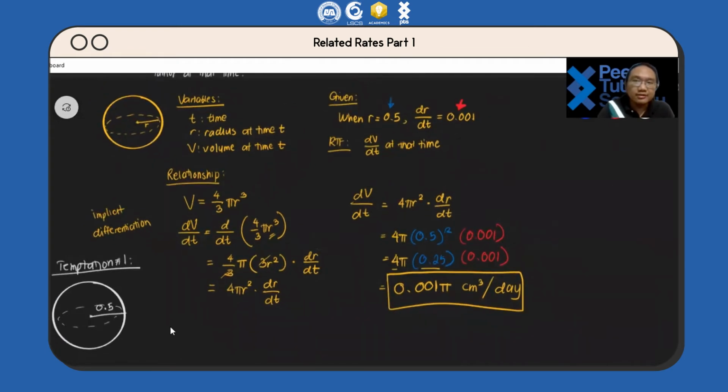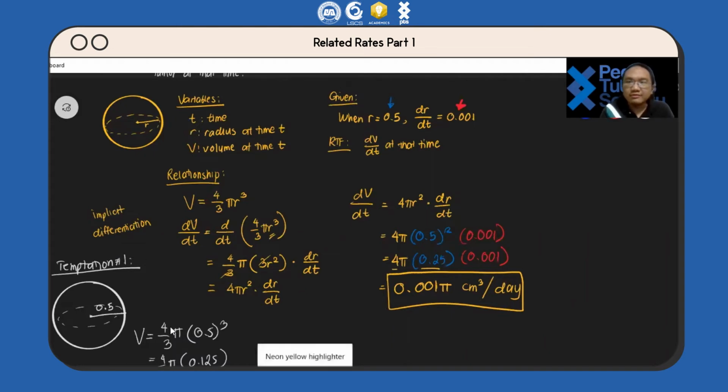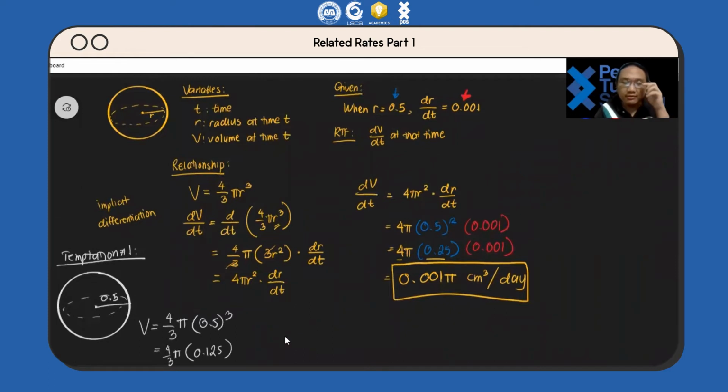Why? If we go to the relationship, we might be tempted to think that 4 thirds pi r cubed, so I'll just substitute my 0.5 here. And 4 thirds pi times 0.5 cubed, 5 times 5 times 5, that's 0.125. But wait a minute, where did the r go? The r vanished. And without the r, how will I have my dr dt? How are we going to use this dr dt over here? So we see the first problem here. Let's pause and think why this is a problem in the first place.